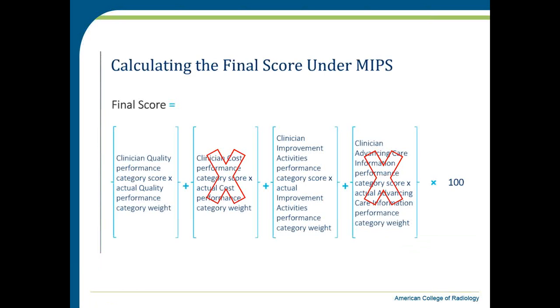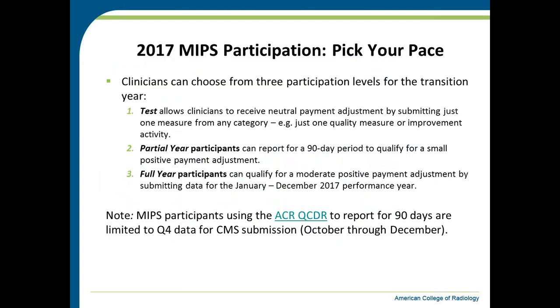Here's a slide on calculating the final performance score. I'm not going to go into the full details, but you can see that each of the 4 performance categories are combined or added together to give you a composite or a final performance score. And each category's performance score is multiplied by its weight. So that's how CMS is calculating your final score.